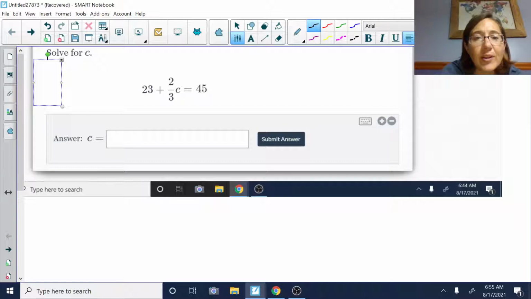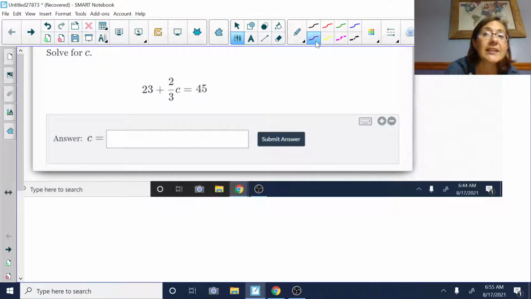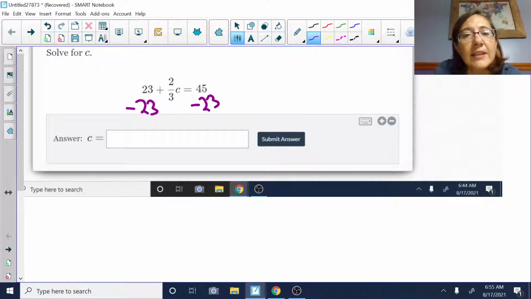Okay, so as we look at this problem here on the screen, we want to solve this equation for C, and it looks like our C is getting multiplied by 2/3 and then added to a 23. So using what we know about solving equations, the last thing that happened when the equation was built is what we need to get rid of first. So I'm going to start out by subtracting 23 on both sides. So I have to be fair and do that on both sides of the equation.